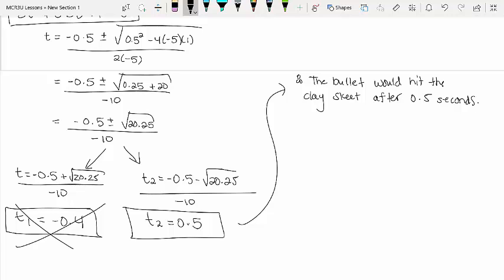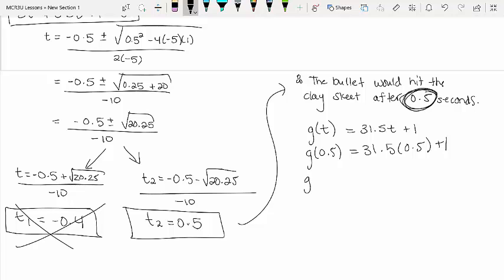We're going to take time of 0.5 seconds, plug it into our original equation, and see what the height is. I'm going to choose to plug it into g at t, the linear relation, because the linear relation is much easier to solve. So let's plug in our time of 0.5, and then let's solve that. So that means at 0.5 seconds, the bullet hits the skeet, which is 16.75 meters above the ground.